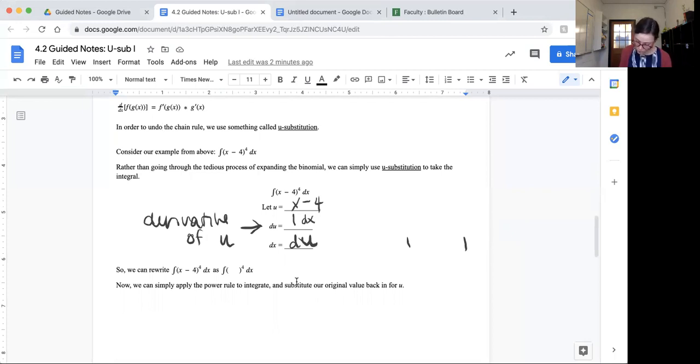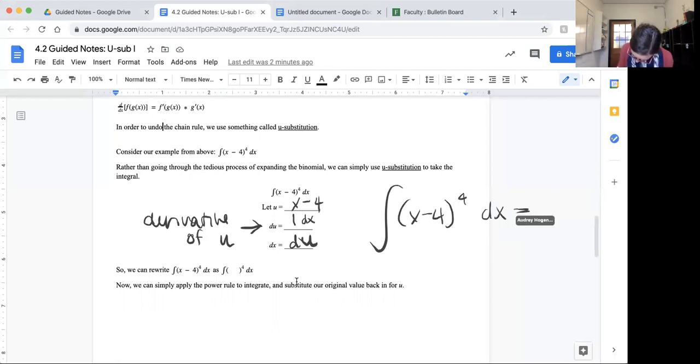Okay, so now we're going to look at our integral. We have the integral of x minus 4 to the 4th dx. But now we've done some fancy things to rearrange this, and we've made this into the integral of u to the 4th power, since x minus 4 has become u, and dx we know is equal to du.